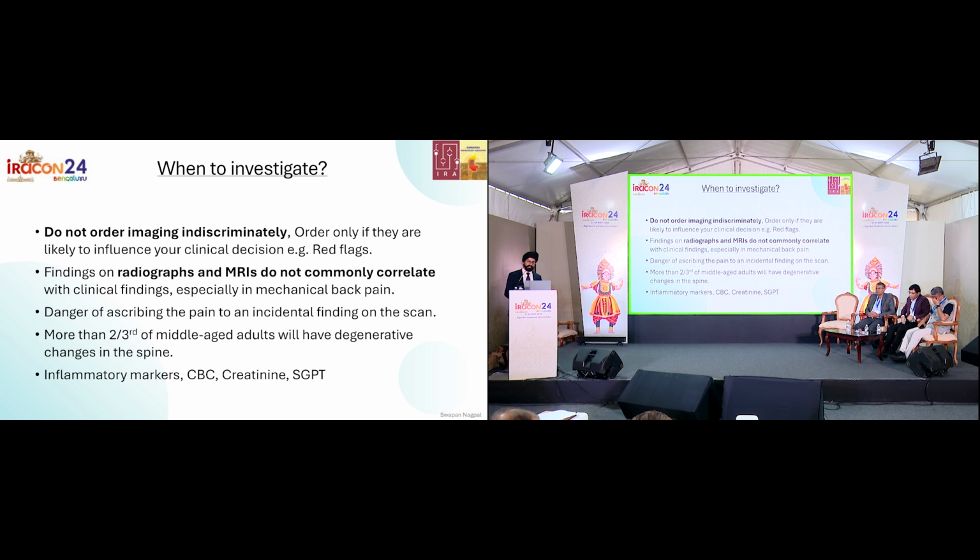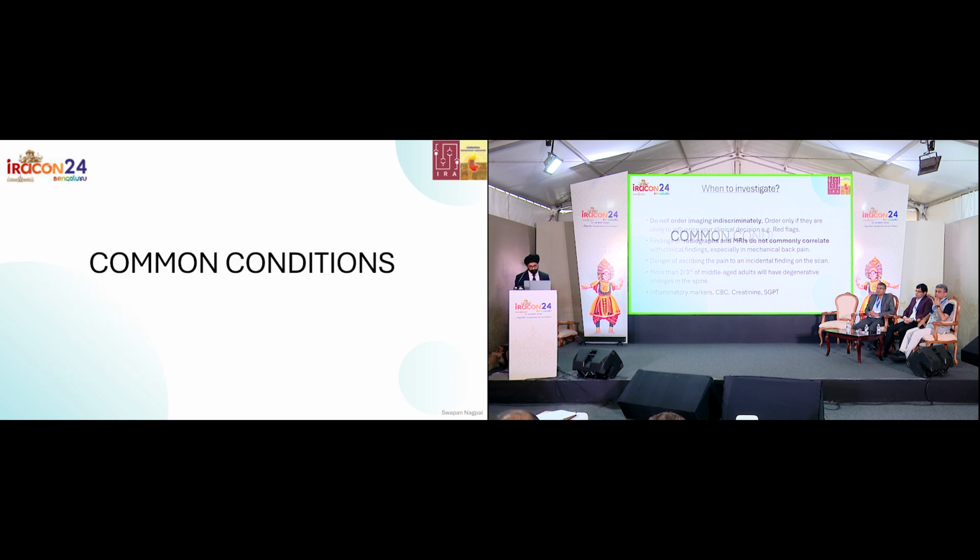But if you are suspecting inflammatory back pain, order CBC, creatinine, SGPT, because you will have to give painkillers, and order inflammatory markers to confirm your suspicion. But again, let me clarify, in almost 40 to 50% of the patients, even with inflammatory back pain, even with spondyloarthropathies, the inflammatory markers may be normal. So that is just a clue. Please do not take it for granted that if the ESR and CRP are normal, this patient cannot have spondyloarthropathy.